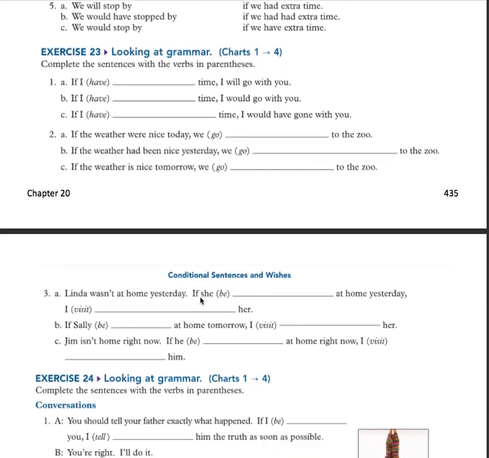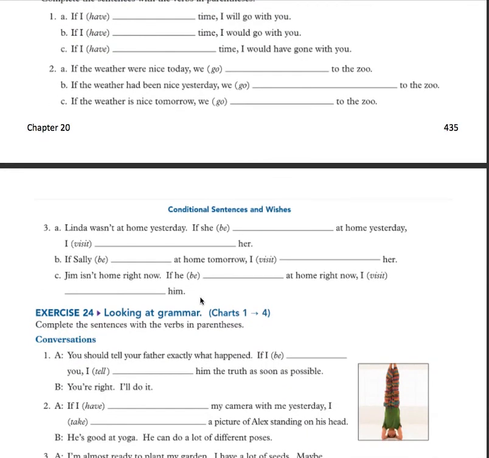Now your homework is to do number 3 on page 436, A, B, and C. And also I want you to do exercise 24, numbers 1 through 8. And we're going to check those. I'm going to go over the answers at the beginning of the Zoom session for Wednesday. Okay? So make sure that you complete number 3 from exercise 23, and then exercise 24, numbers 1 through 8. And be ready because I'm just going to go over the answers, okay?